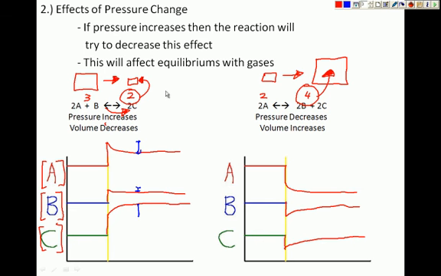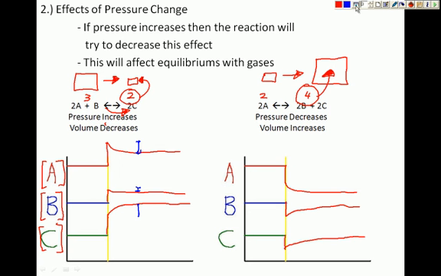So one of the keys is to figure out how many particles are on the reactant side and how many particles are on the product side, and then compare them, and compare whether the pressure is increasing or the pressure is decreasing.